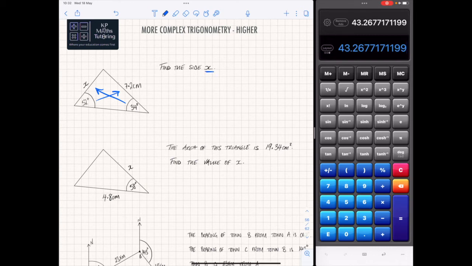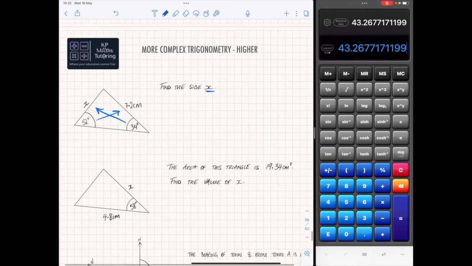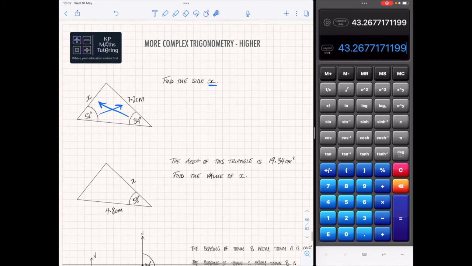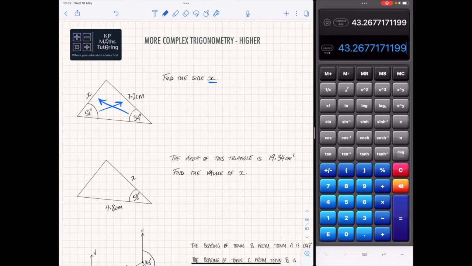X is what I'm trying to find, but instead of using sin A over A and sin B over B, we're going to flip that upside down, and we're going to say A over sin A is equal to B over sin B. Now the bit you're trying to find, you call A, because that's the start of my formula. Capital A goes down there, B is there, and capital B is there. Remembering that all capitals go in the corners and lowercase are your sides.